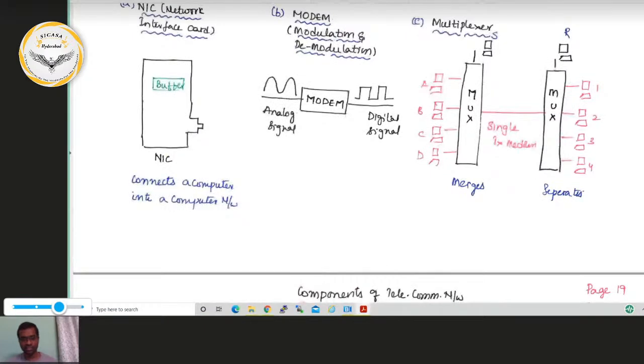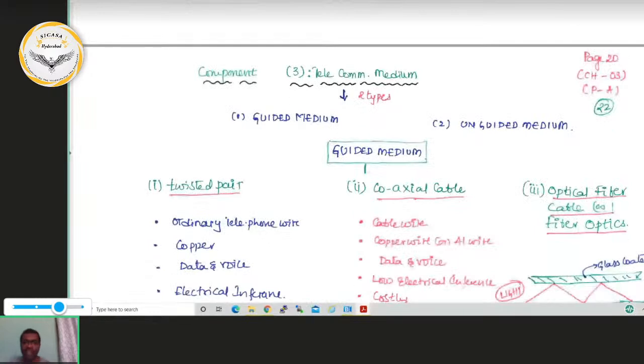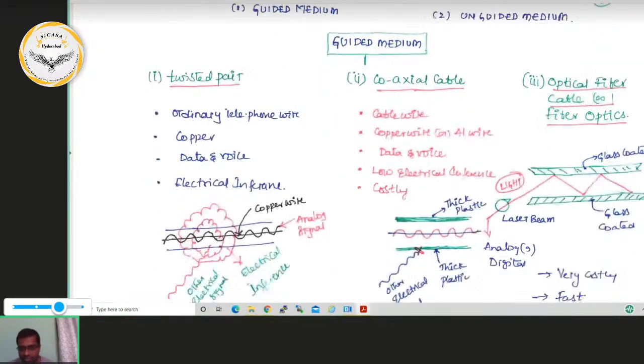Let us move to the third component. Third component is about telecommunication medium. Again, this telecommunication medium is classified into two types. First one is called a guided medium. Second is called an unguided medium. Simple. Guided medium is nothing but if you are using a wire, it is called a guided medium. What do you mean by unguided medium? If you are not using any wire, wireless transmission is called unguided medium.